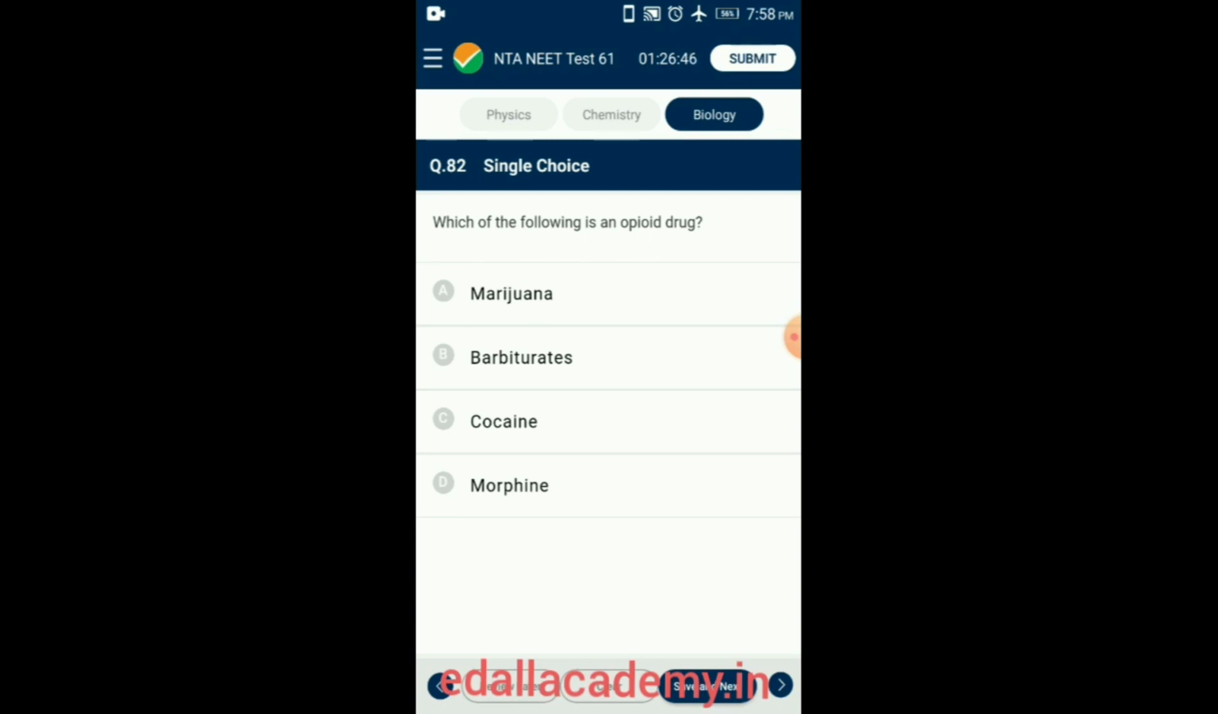The immediate effects of the drug on the human body are manifested as reckless behavior, vandalism and violence. Excessive doses can lead to coma and death due to cerebral hemorrhage, respiratory and heart failure. So the answer for this question is option D, morphine.